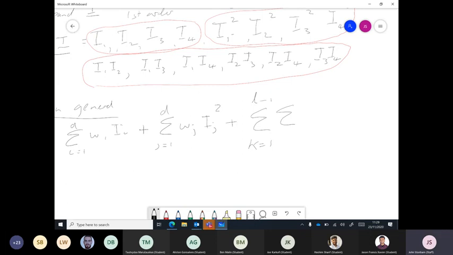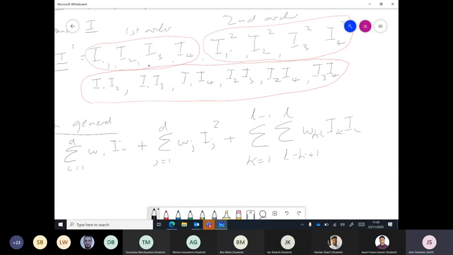Summation of L equals K plus 1 to L of WKL IKIL. Now, if that confuses you, just go back to the original vector and work out the terms, the squares of the terms, and all possible pairs.